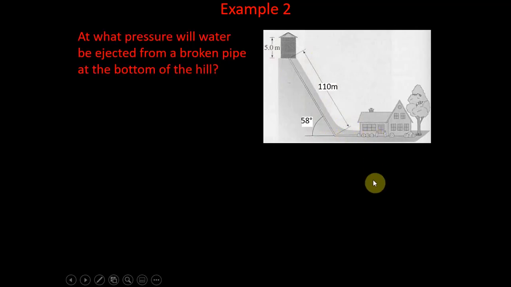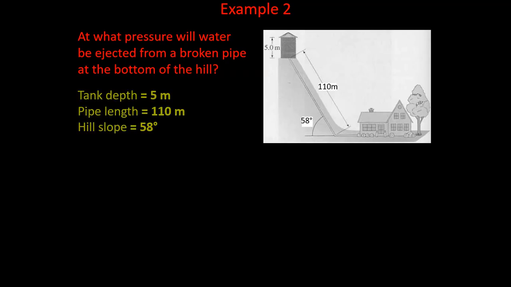A question again, at what pressure will water be ejected from a broken pipe at the bottom of the hill? So what pressure will water fly out of this pipe and into this house if it breaks? Well, what do we know? It's always best to make these sort of shopping lists. We want to find pressure, but the tank depth is 5 meters, the pipe length 110, and the slope 58 degrees.